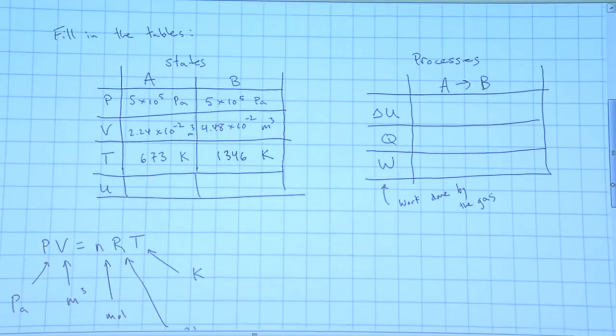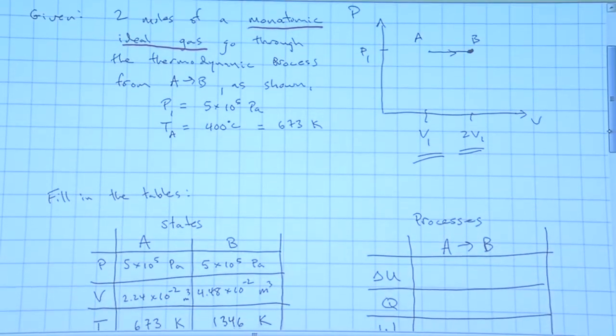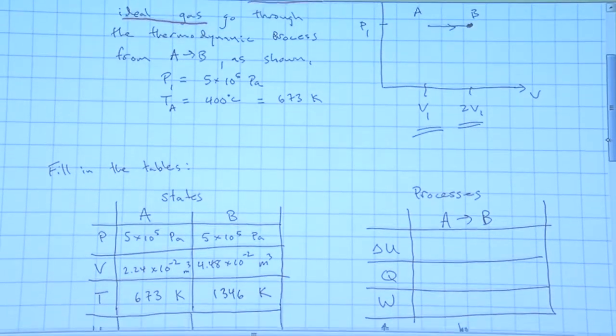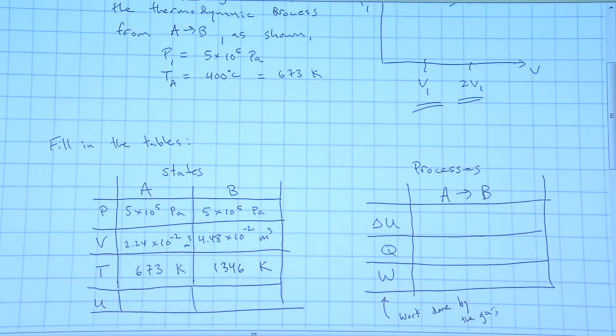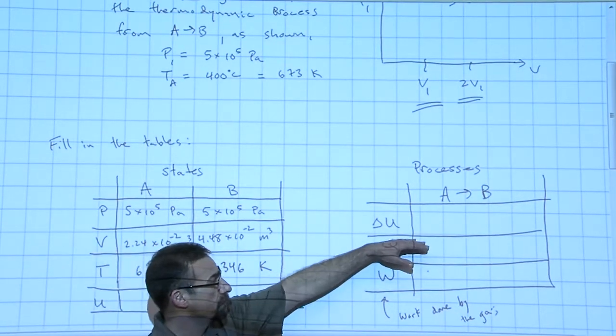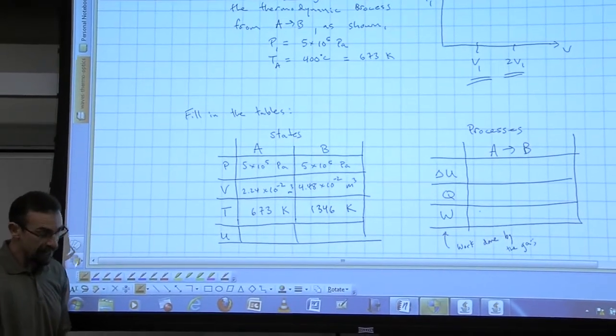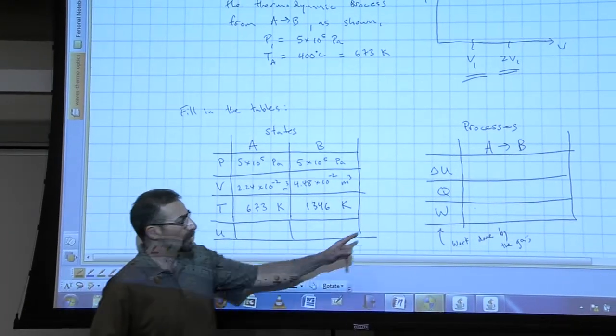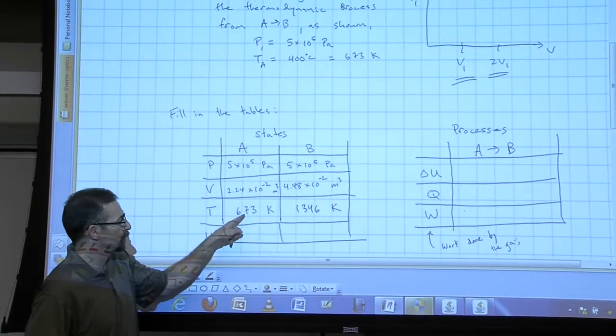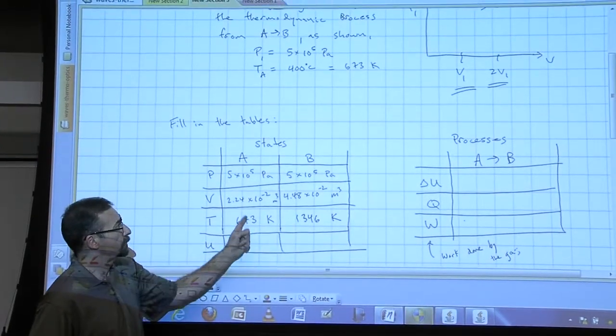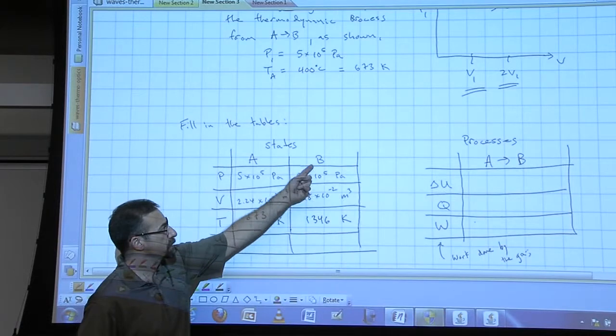And now I'm interested in the process going from A to B. So the first thing I see is change in internal energy, delta U. Well, if we're talking about a monatomic ideal gas, the internal energy is proportional to the temperature. I know the temperature at state A. I know the temperature at state B.